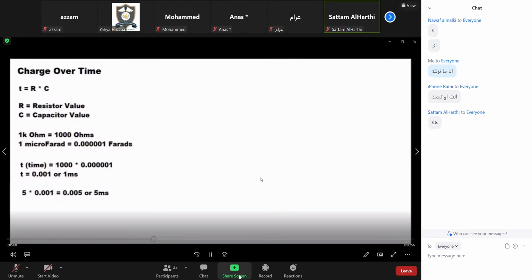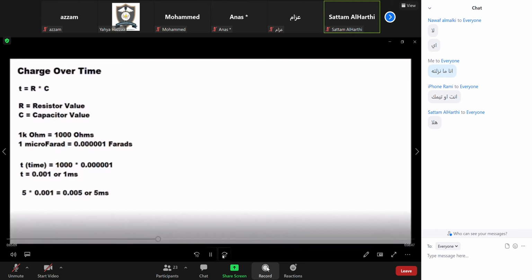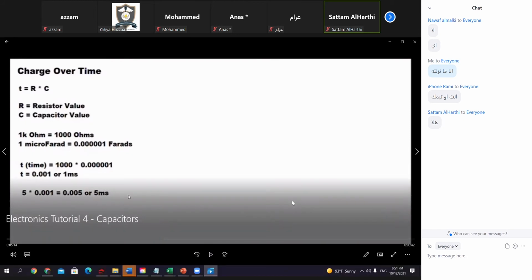Time taken for the capacitor to reach full charge is 5 times 0.001, which equals 0.005 or 5 milliseconds.